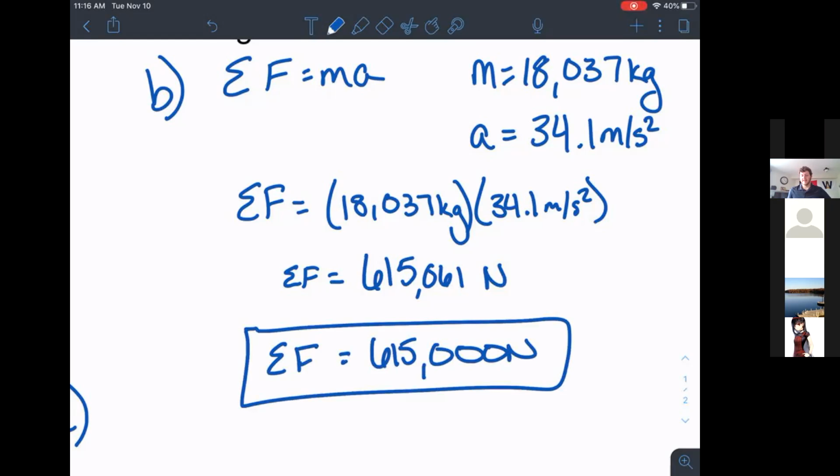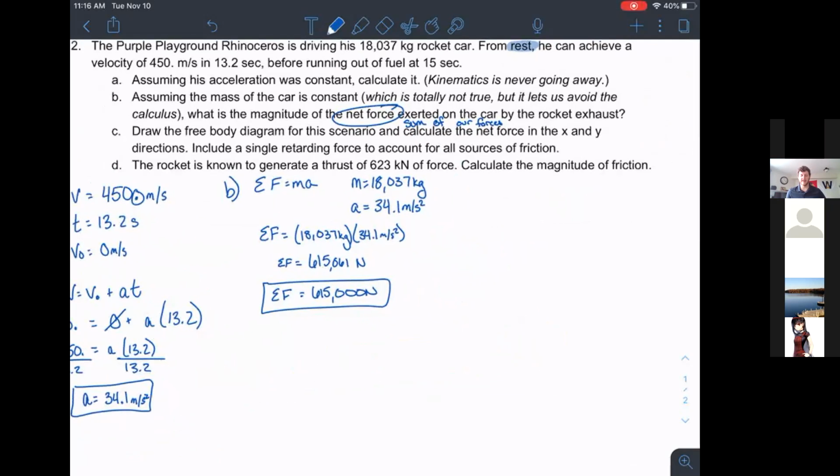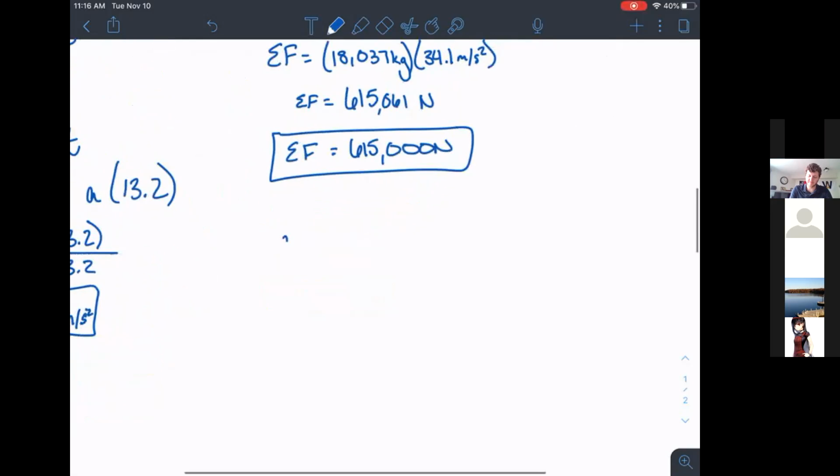All right, so now let's talk about our lovely free body diagram for this scenario. And then we also need to calculate the net forces in the x direction and the y direction, including a single retarding force to account for all sources of friction. All right, so part C.